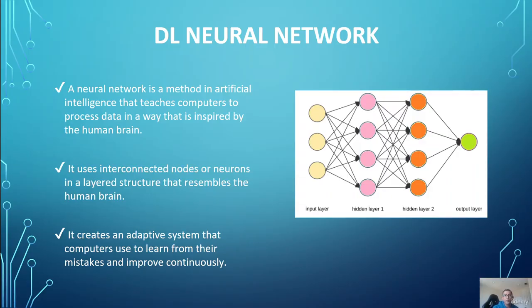Neural networks create an adaptive system that computers use to learn from their mistakes and improve continuously. So it is similar to the human brain. If we go wrong one time, next time we usually learn from our mistakes and do better. Similarly, a neural network does the same thing.